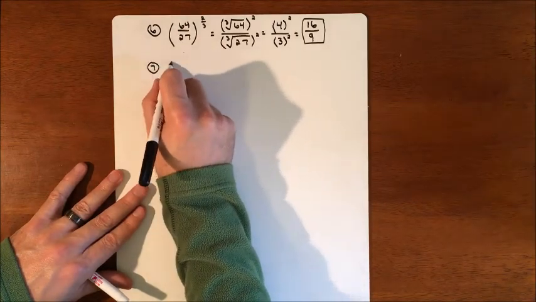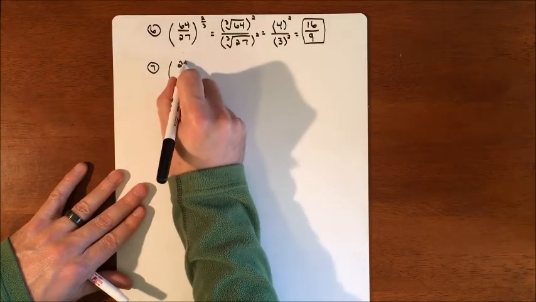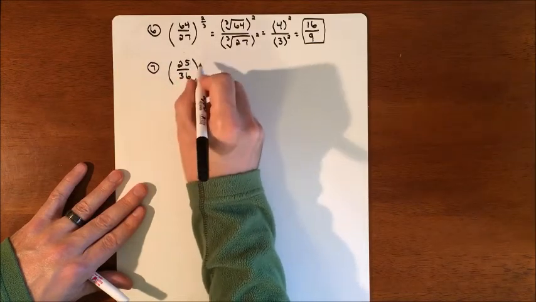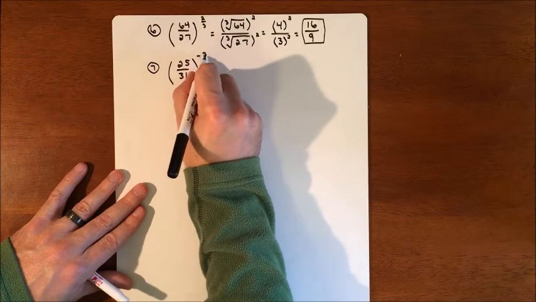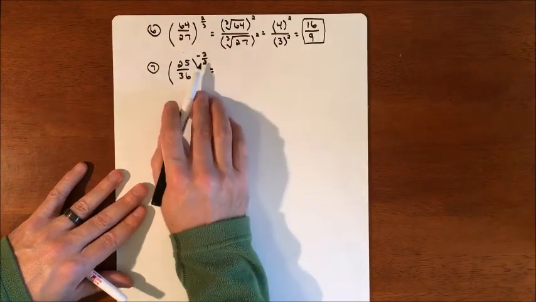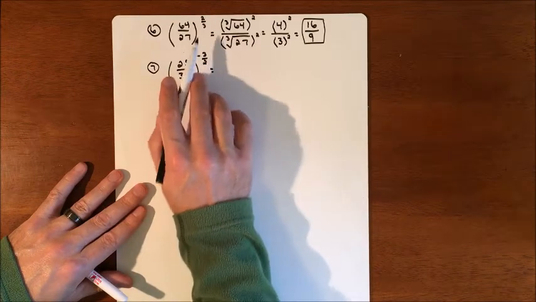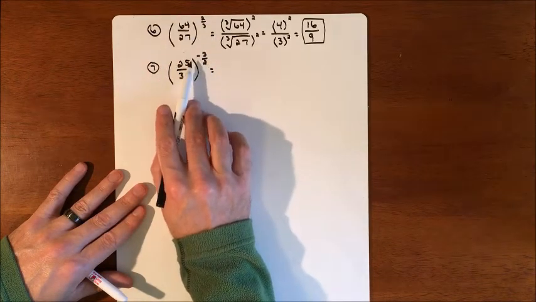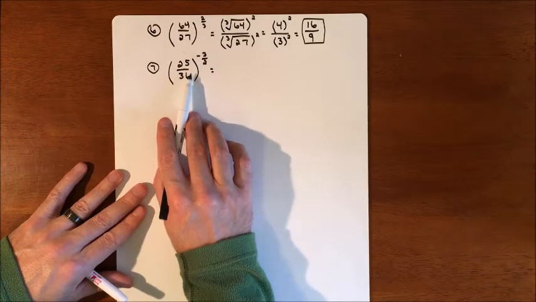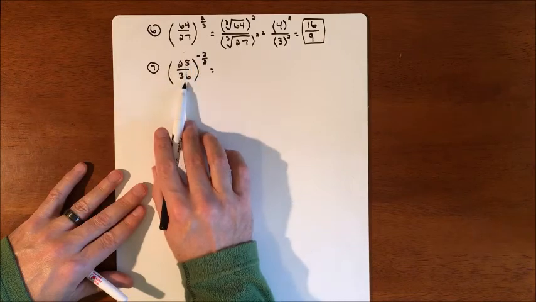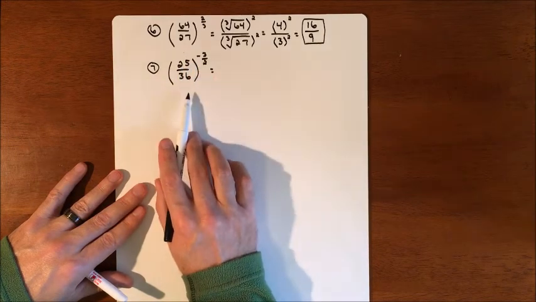So what if we take another fraction, 25 over 36, and raise it to a negative 3/2 power? Well, a couple different ways. Just like up here, where the 2/3 applied to both of them, the negative 3/2 is going to apply to both of them. So you could do that, but negative exponents, all they do is move the 25 down and move the 36 up.